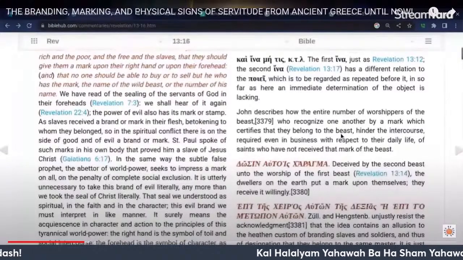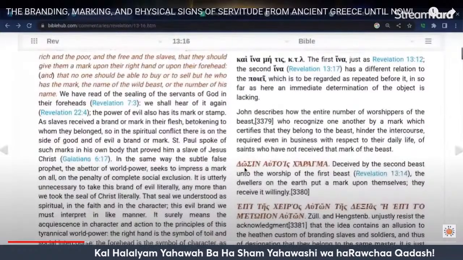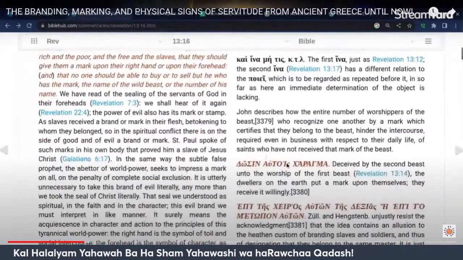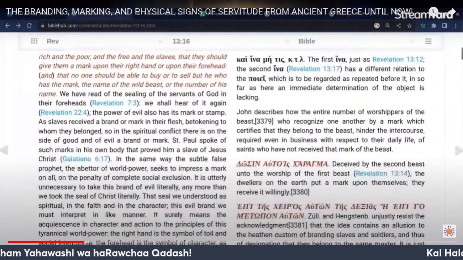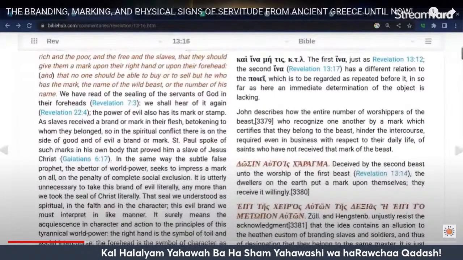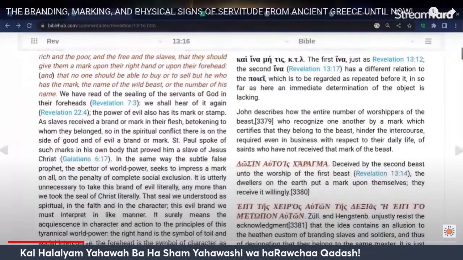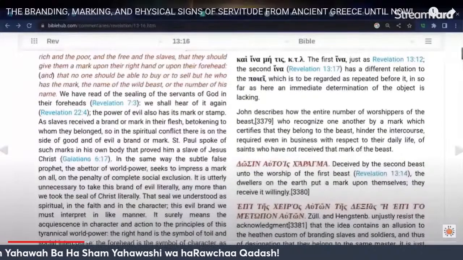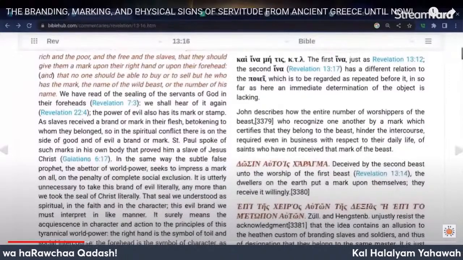It says hinder the intercourse required in business with respect to their daily life of saints who have not received the mark of the beast. So we got to understand, this is where we come in. If you are a true believer of Yahweh Shemi Hashar, and the Lord gives you the spirit and keeps you in that day, and you do not take the mark, you're just going to have to go through a period where all your resources and everything you rely on is going to be what Yahweh Shemi Hashar provides for you. You're going to have to bleed it out.